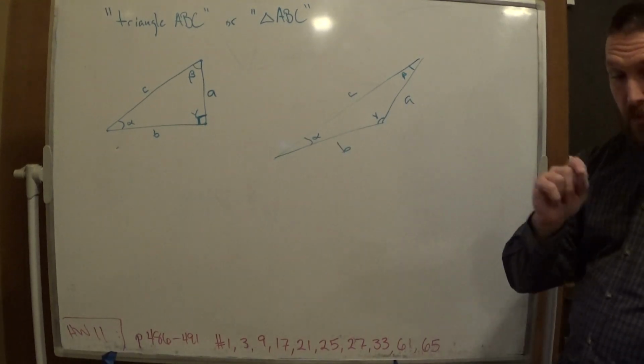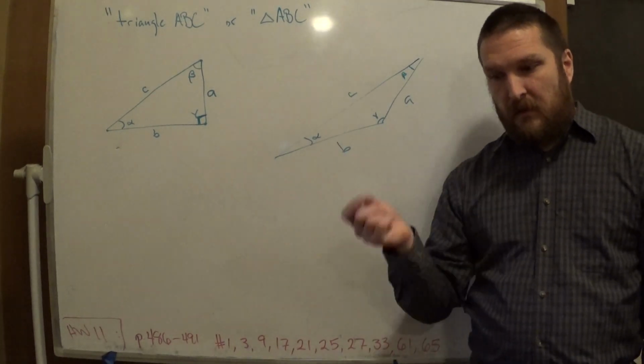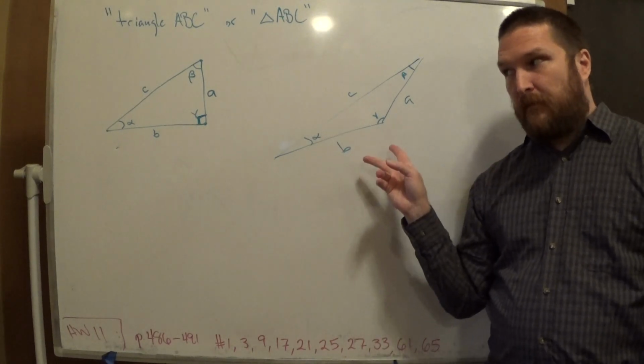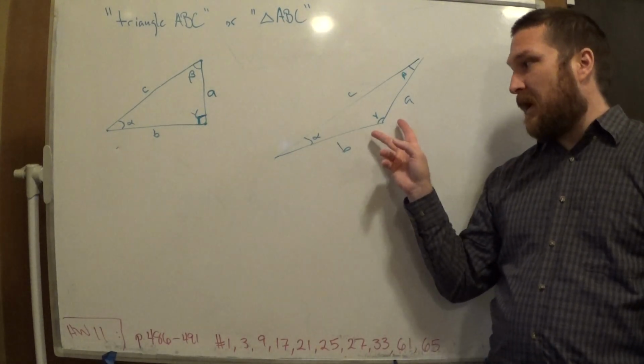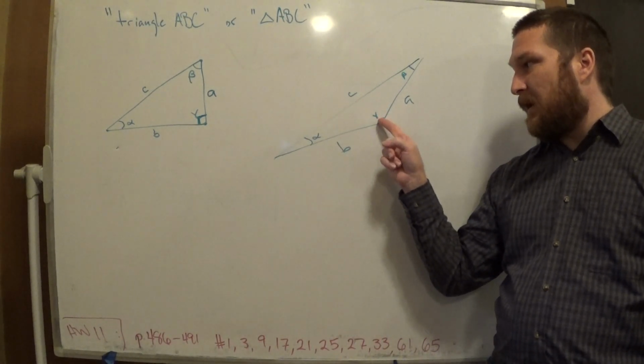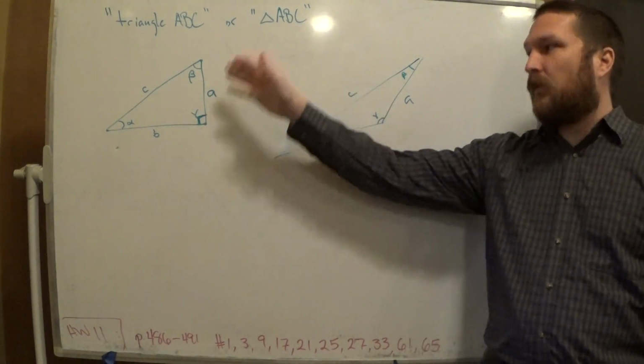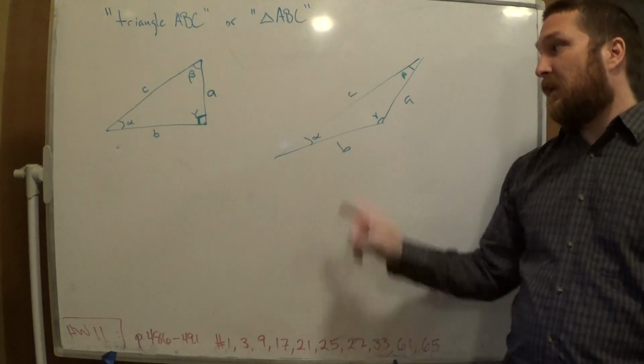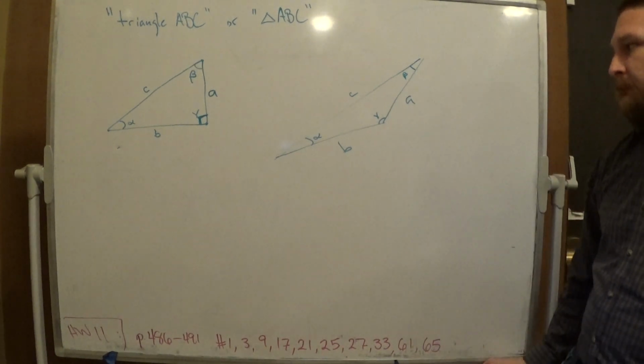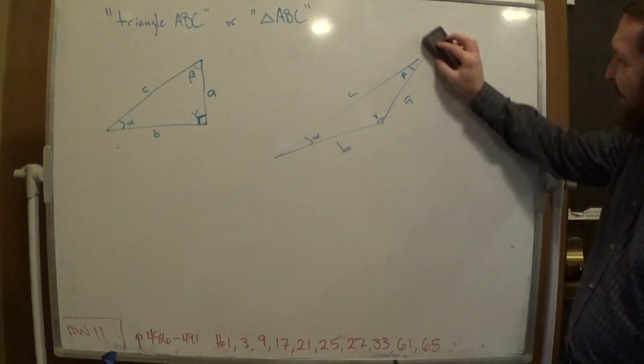But there is a corresponding formula. It turns out that when gamma is a right angle, the formula becomes a squared plus b squared equals c squared. But when it's not, it's a different formula. It involves cosine.